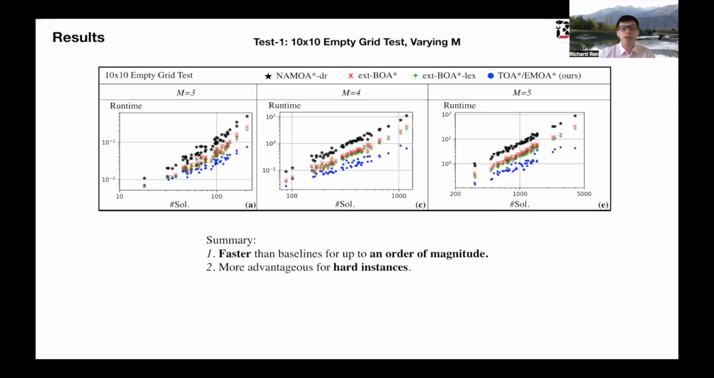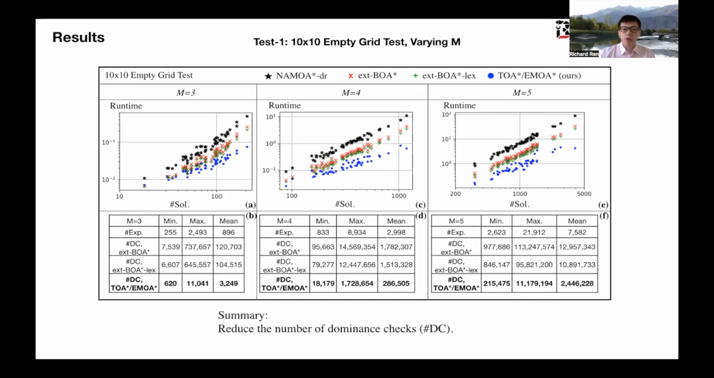Okay, first we test a 10 by 10 empty grid with a varying number of objectives. Those figures show the runtime of each instance, and the horizontal axis shows the number of Pareto optimal solutions for those instances. Very clearly, our approach runs much faster, up to an order of magnitude faster than those baselines. And our approach is more advantageous for hard instances. By hard, I mean instances with more Pareto optimal solutions. I also show the detailed number of dominance checks required by the algorithm. The main message is that our approach can significantly reduce the number of dominance checks during the search.